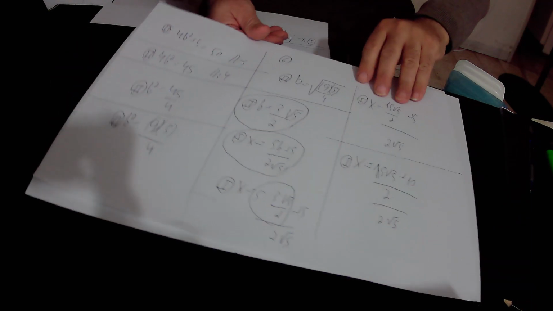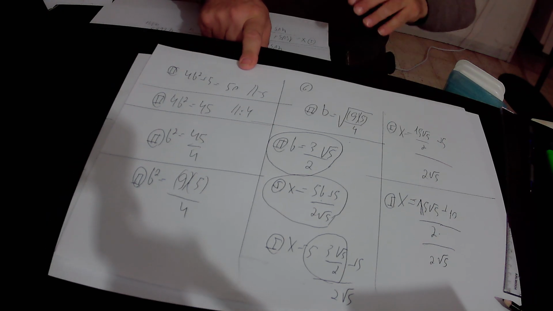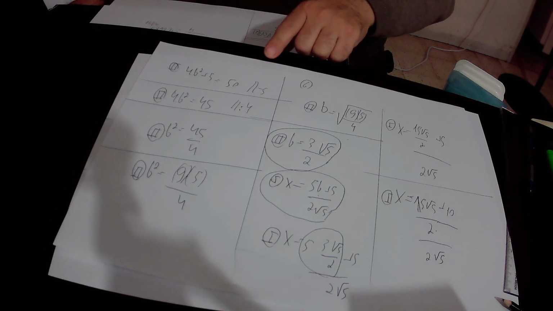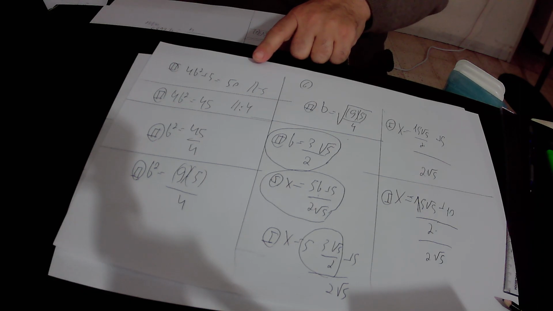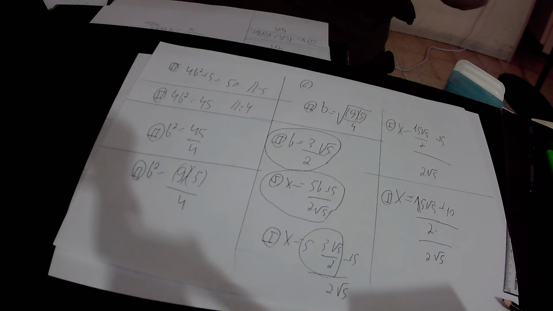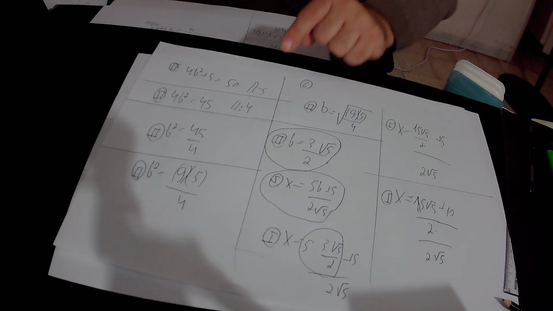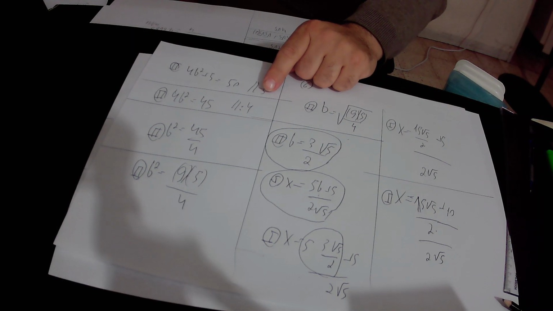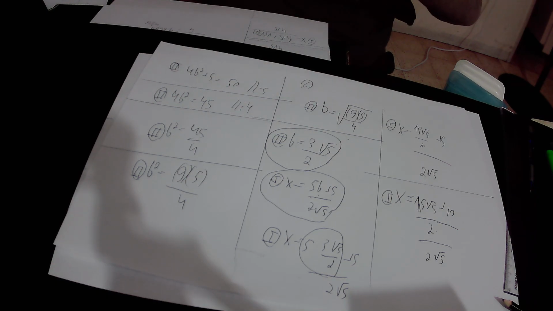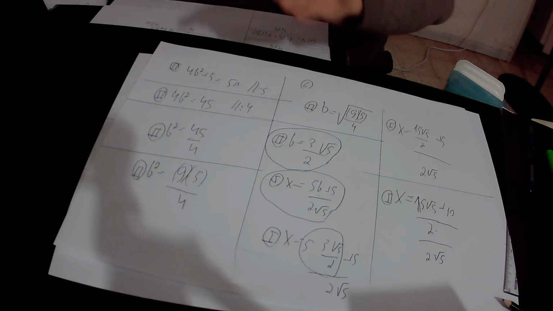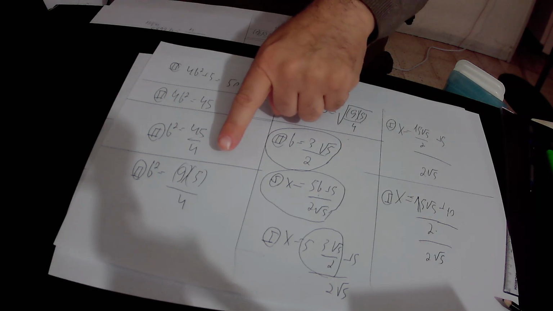We found out already that 4b squared plus 5 equals to 50. Here we subtracted 5 from this equation, equation number 2, and finally found out that 4b squared equals to 50 minus 5, which is 45. So 4b squared equals to 45 according to equation number 2. We divided equation number 2 by 4, and finally we found out that b squared equals to 45 over 4. Okay, so b squared equals to 45 over 4. 45 is 9 times 5 over 4.